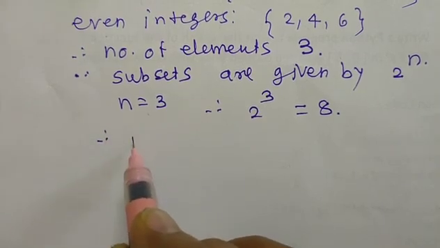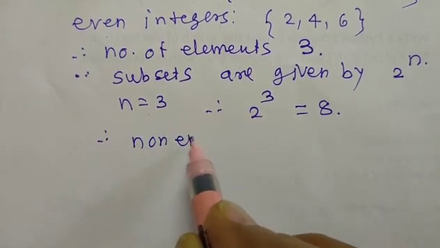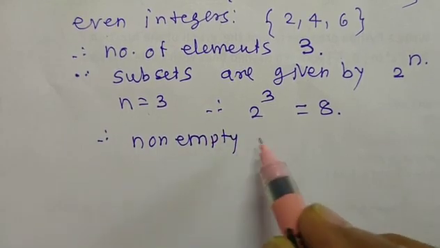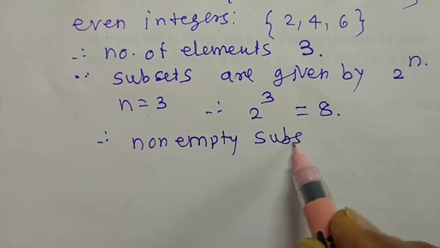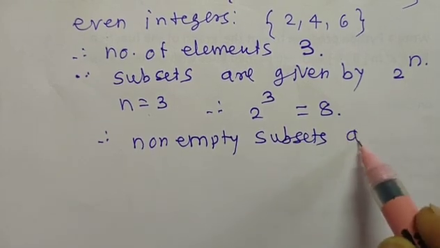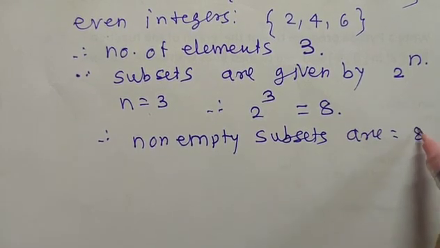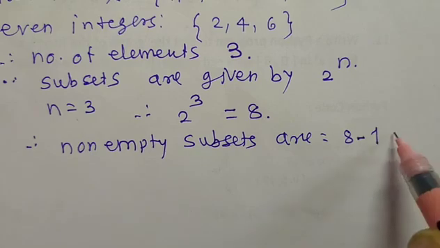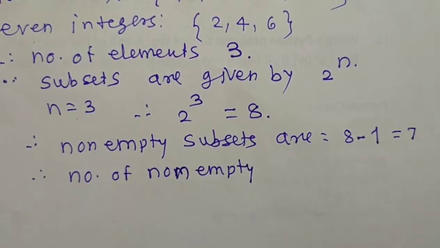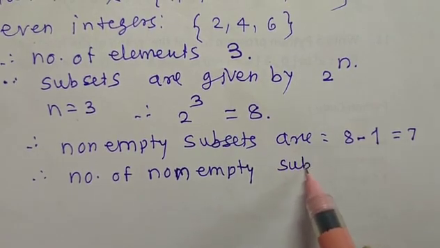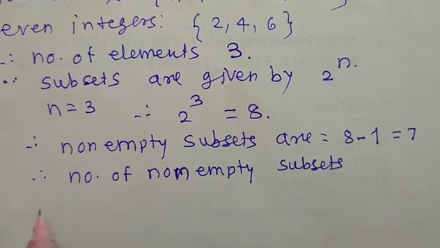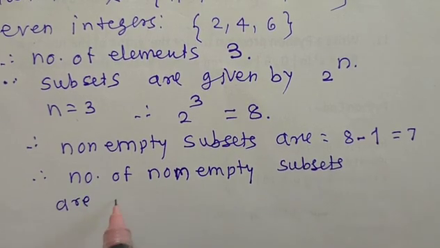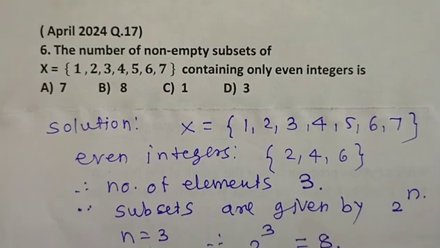Therefore, non-empty subsets are 8 minus 1 and that is equal to 7. Therefore, the number of non-empty subsets is 7 and therefore option A is the correct option.